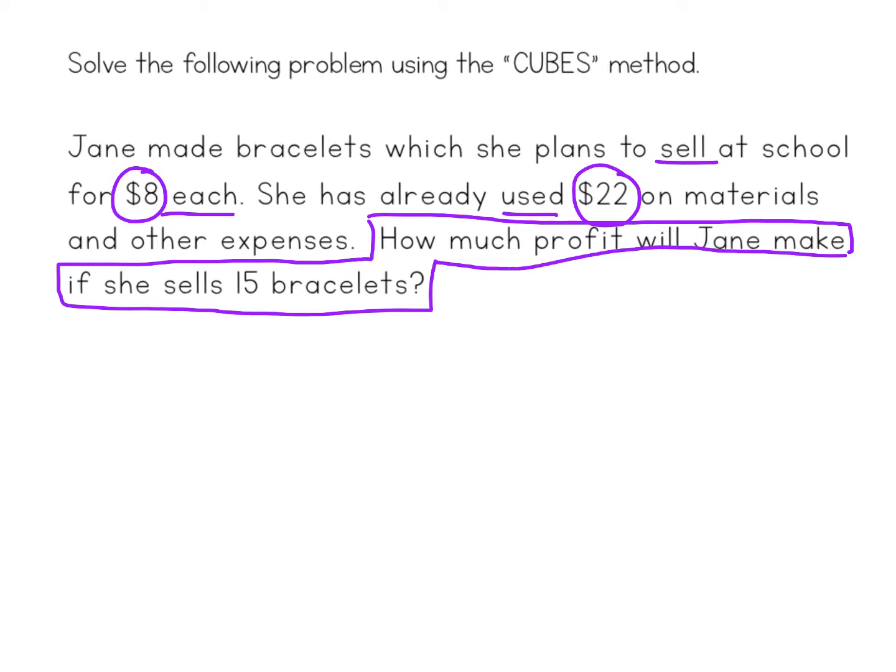Now on to the E part of CUBES, which is to write our equation. But before we can write our equation, we need to define our variables. The way you should do this is by looking at your question. What things is it asking you to find? It's asking about profit, and the profit is going to depend on how many bracelets you sell. So both of those things are going to be variables that we need. Let's make it easy and do P for profit and B for bracelets.